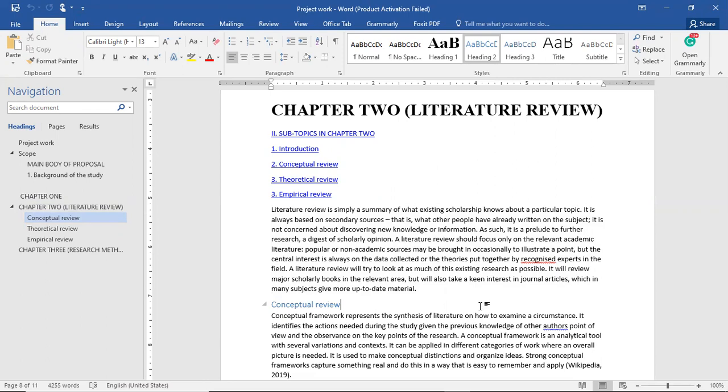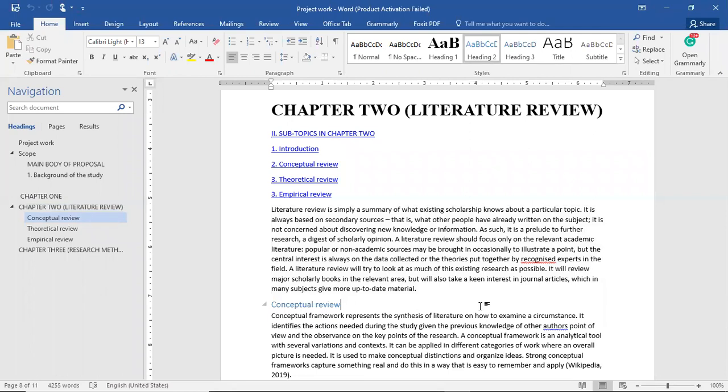Now, the literature review must also focus on relevant academic literature, especially popular academic sources and recognized experts in that field. You don't just go and quote anybody at all. You quote people who are recognized, people who are well known, people who are in that field.